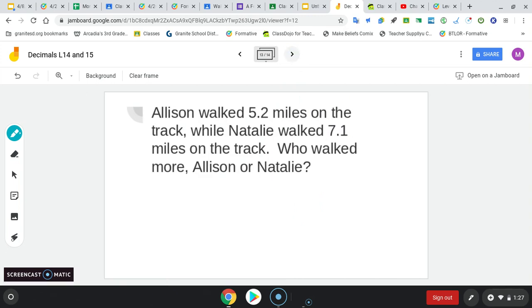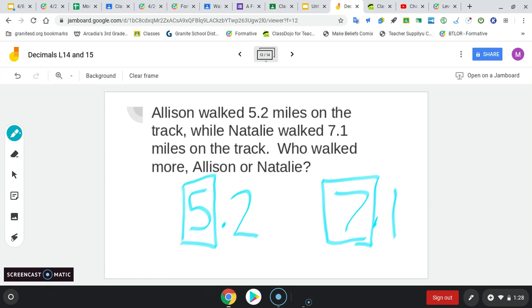Okay, the last one. Allison walked 5.2 miles on the track, while Natalie walked 7.1 miles on the track. Who walked more, Allison or Natalie? So this goes back to your comparing fraction levels, or comparing decimal levels. So 5.2 and 7.1, you got to figure out which one is bigger. So first, always just examine your whole number. Okay, in this case, we just have ones place. So really, we don't have to worry about the decimals. This 7 is more, so the 7 miles that Natalie walked would have her walking more. So you would choose her name on that one.